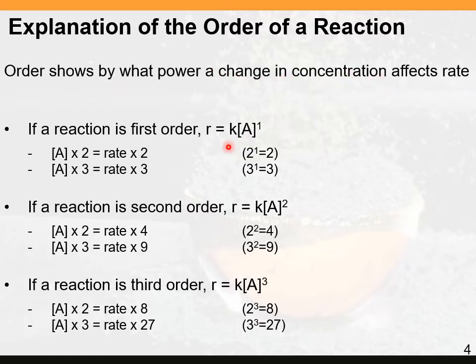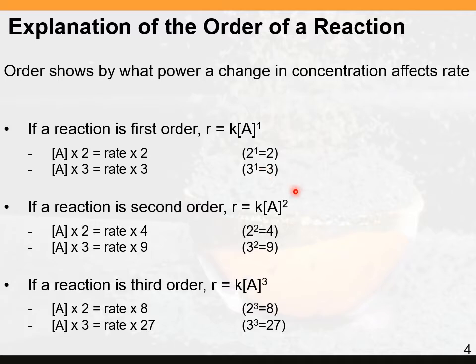Let's consider a first order reaction. A is raised to power 1. The reaction is first order with respect to A. If you double the concentration of A, rate also doubles, because twice the concentration of A raised to power 1 results in twice the rate. If you increase the concentration of A by a factor of 3, rate also increases by a factor of 3, because 3 raised to 1, the order, is 3.